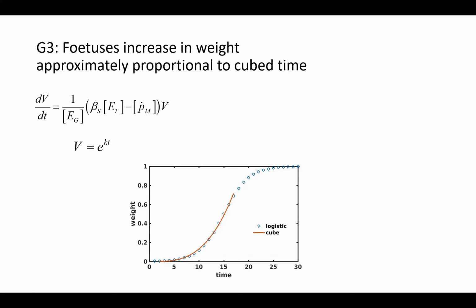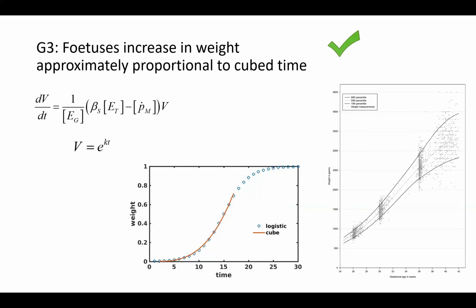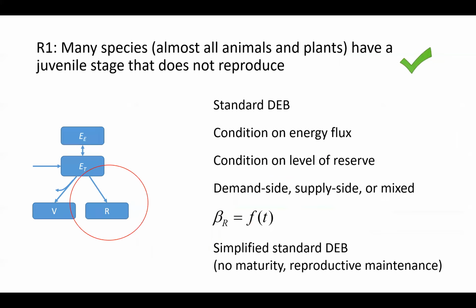But I think it's actually not a delay. It's just that the fetus is growing logistically rather than as a cube. But at any rate, the fit is good enough to proclaim the stylized fact satisfied. But do please note the growth curve for the human fetus, which is actually logistic, not a cube. So I think this model, without additional parameters, does better in describing fetal growth than the standard DEB.